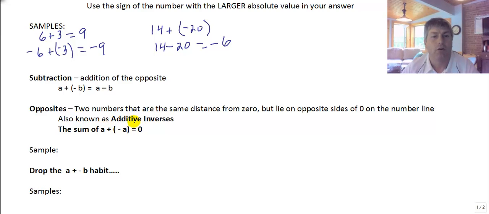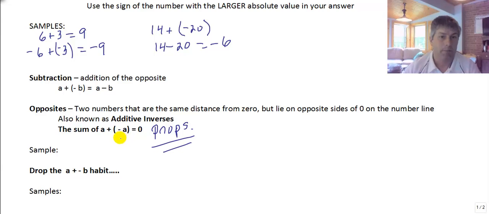Opposites are also known as additive inverses, and you will need to know this when we get to our properties, the property of additive inverse. So make a note of this. A plus the opposite of A equals 0. So A and the opposite of A are opposites or additive inverses.